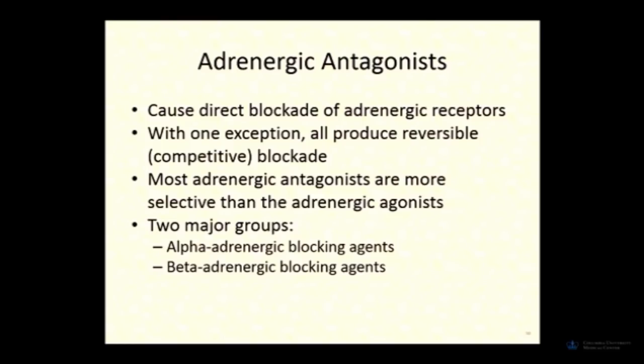Adrenergic antagonists, so blockers of the adrenergic receptors, cause direct blockade of adrenergic receptors, and with the exception of one, they all produce reversible competitive blockade. Okay, so there's only one antagonist that doesn't. So most of them do. Most adrenergic antagonists are more selective than the adrenergic agonists. Okay, so the blockers have more specificity than the agonists. So we've got alpha adrenergic blocking agents, and we've got beta adrenergic blocking agents.